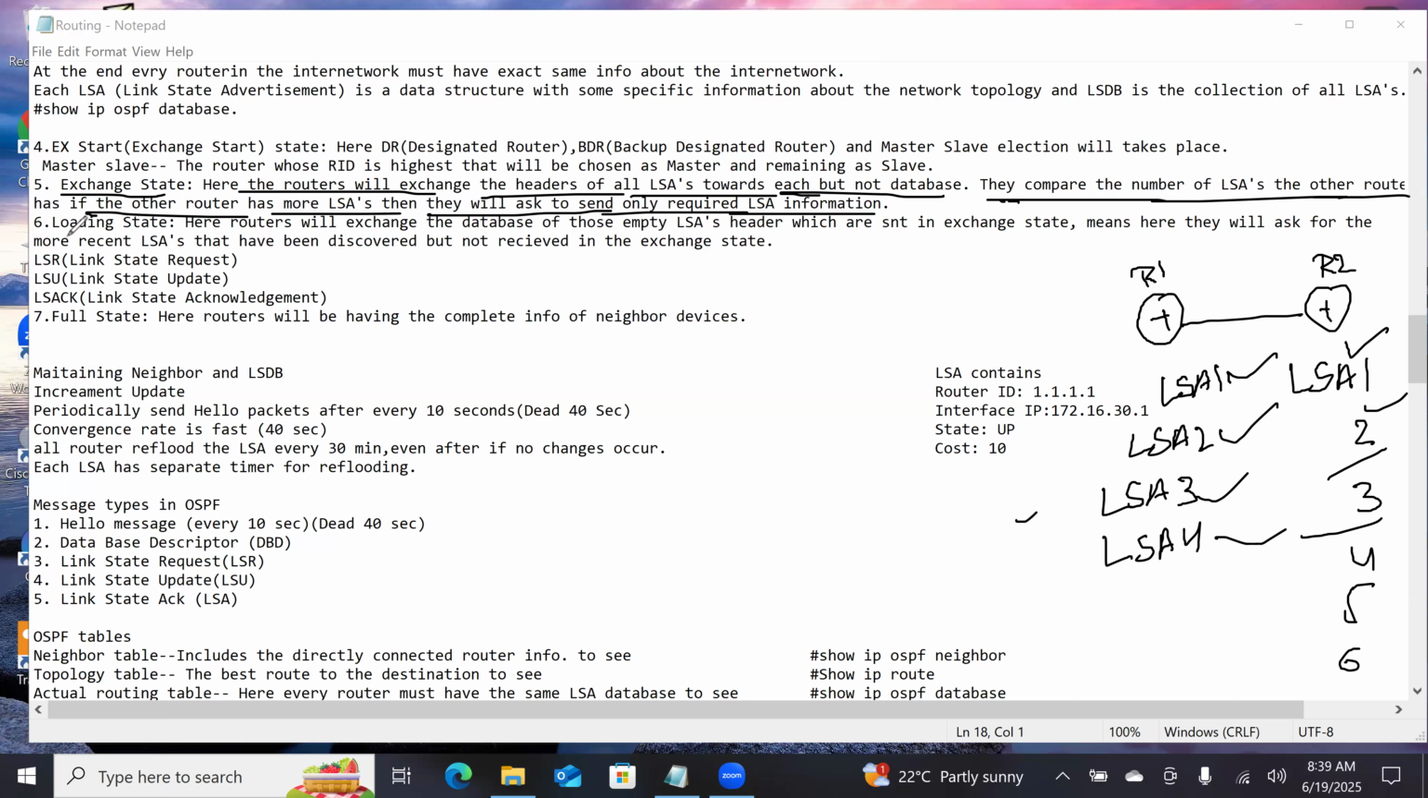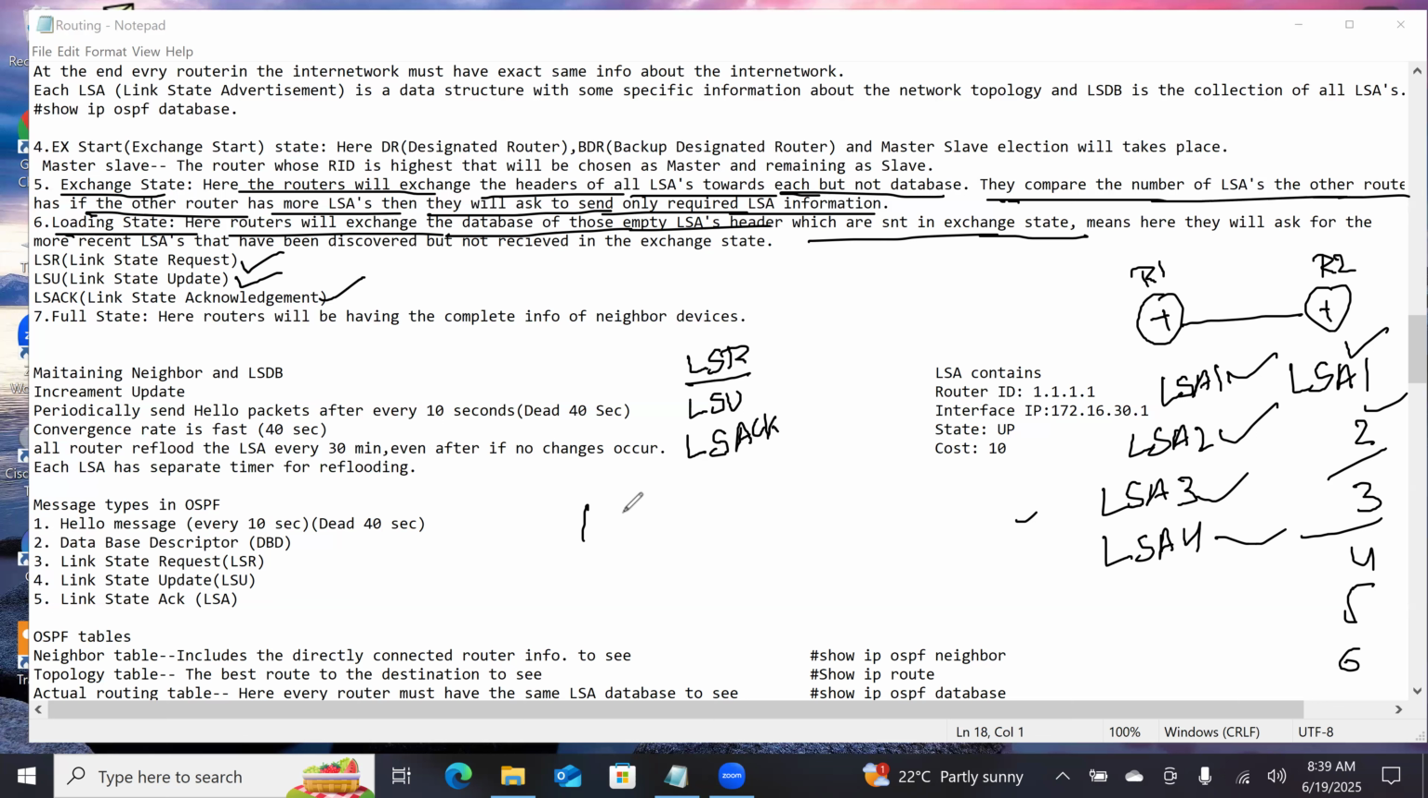Okay, then what happens in the loading state? Here routers will exchange the database of those missing LSA headers which were sent in the exchange state. Now they will exchange 5 and 6 with the help of 3 messages. So what are these 3 messages? First one is LSR, link state request. Second one is LSU, link state update, and last one is LSAck, link state acknowledgement.